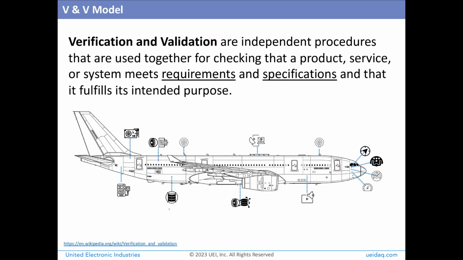So what's the definition of verification and validation? Well, verification and validation are independent procedures that are used together for checking that a product, service, or system meets requirements and specifications and that it fulfills its intended purpose. This definition is from Wikipedia, so it's got to be correct.